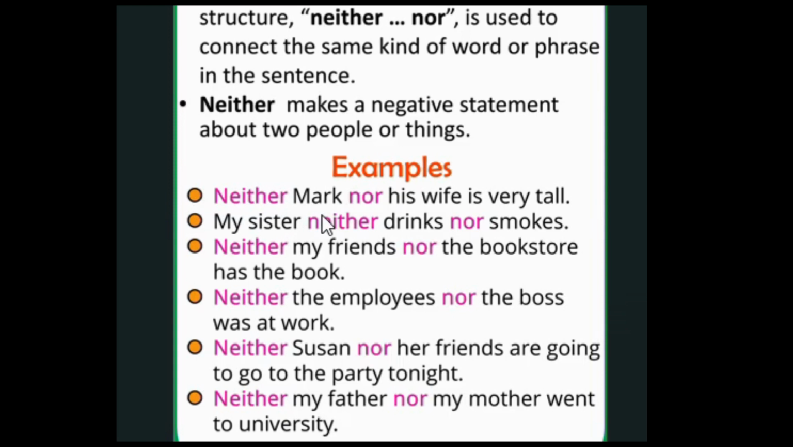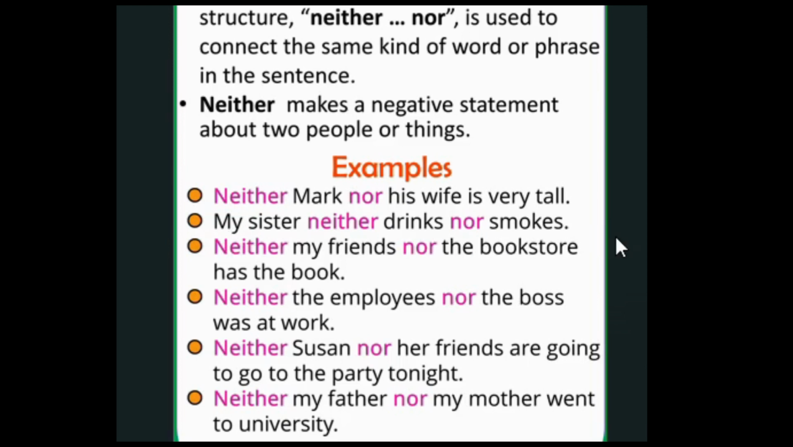Neither Mark nor his wife is very tall. It means Mark is not tall and his wife is also not tall. It gives a negative to this statement. Both were not tall.